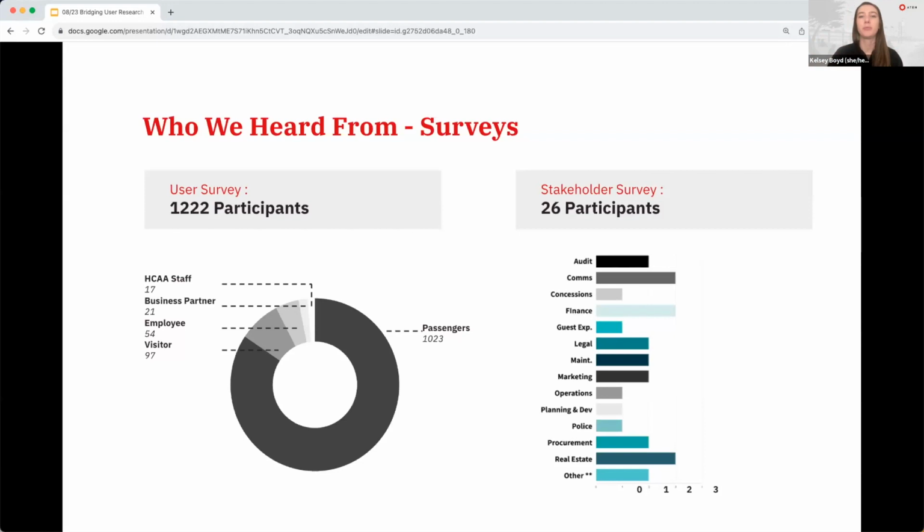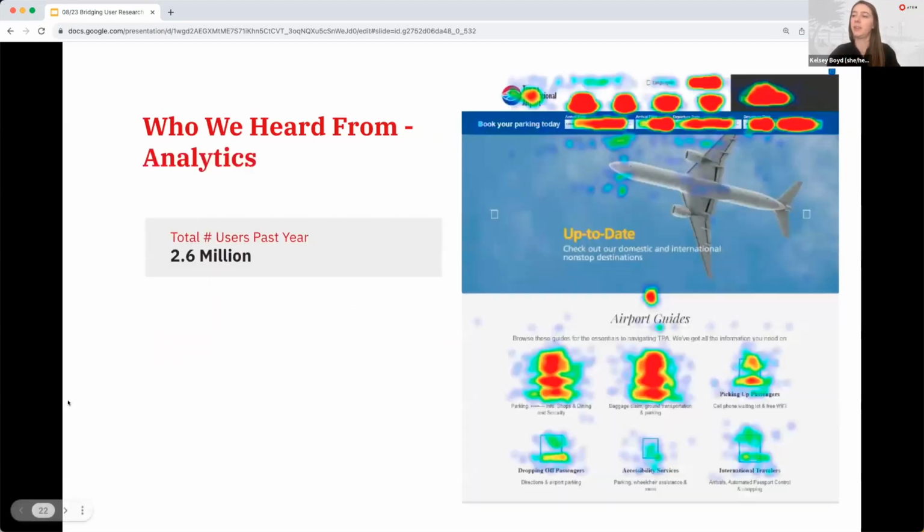And we also heard from quite a range of internal departments as well. So we talked to a variety of departments, from communications to legal, maintenance, parking, the real estate, those involved in bringing new airlines to an airport, and really getting a sense for common questions, some of the pathways that users are going down.